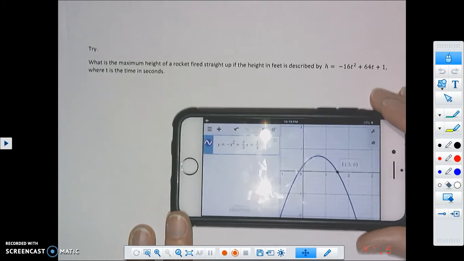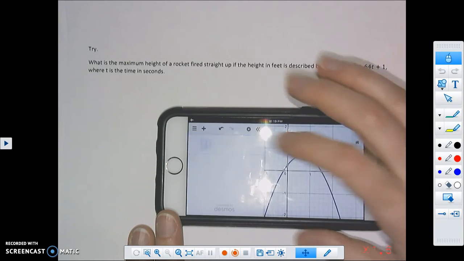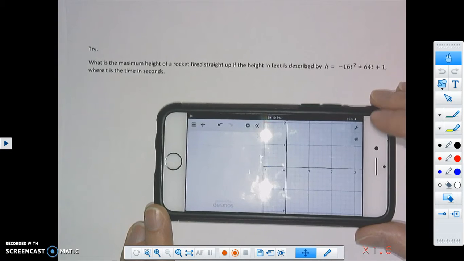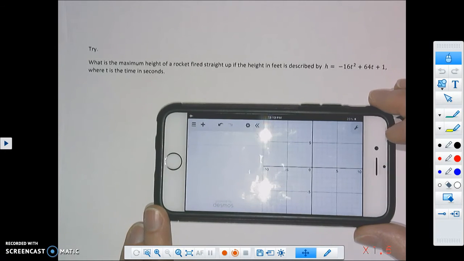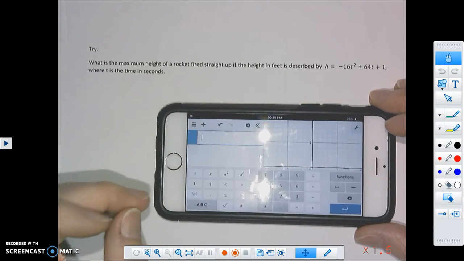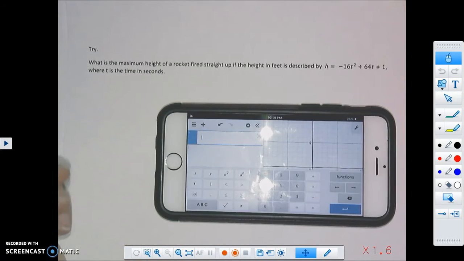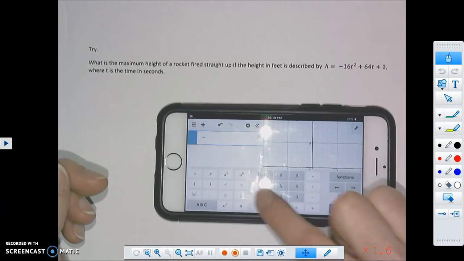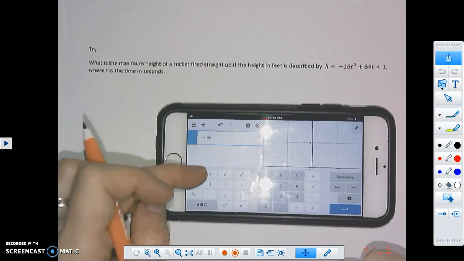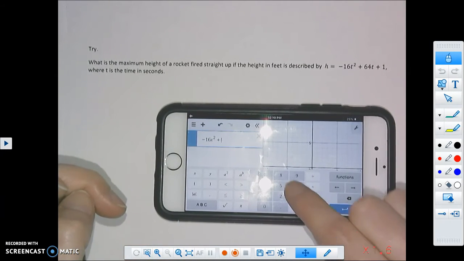All right, I'm going to try and get the glare to not be so bad there. We're going to hit the home button again to get our normal zoom, and type in our equation. Technically, you don't need to type in the y equals part, so if you just went straight to the negative 16x squared part, you would be okay.